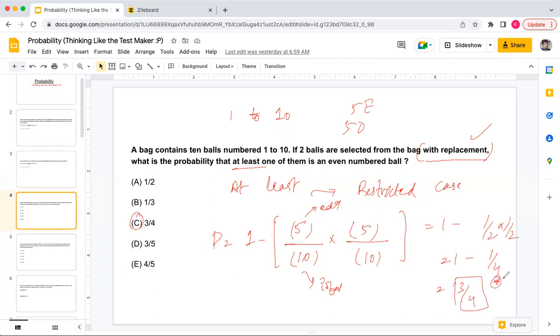Got the point? Yes. One way, the total possibilities are odd-odd, odd-even, even-even, and even-odd. One way is to just do this one and subtract from total. The other way is to just consider these three and solve for these three. You will again get 3 by 4. I just go with the inverse method by just excluding the case in which both are odd, and I will get the answer 3 by 4.